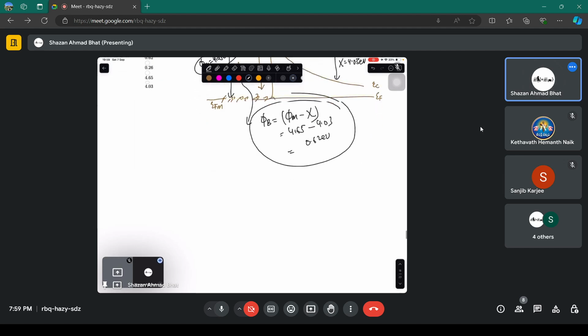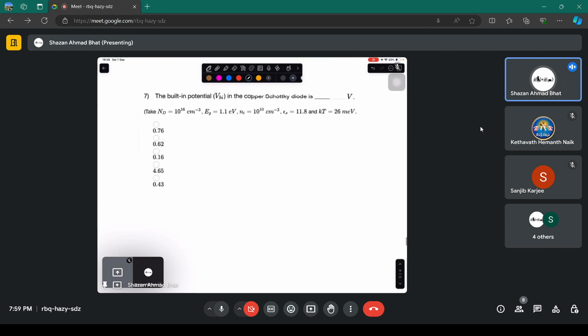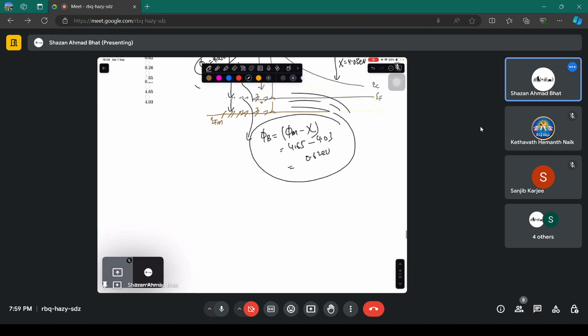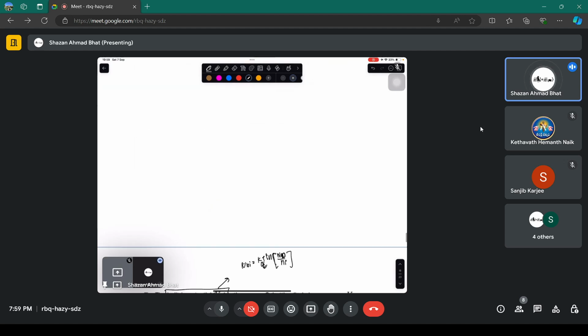What is next? The built-in potential in a copper Schottky diode. This built-in potential is the same as what happens in the case of a diode also. But now here you have charges on only one side. That means you will have the built-in potential like kT by q ln of Na divided by Ni only, or Nd rather, because it's n-type here, I guess. Yeah, it was n-type, Nd.